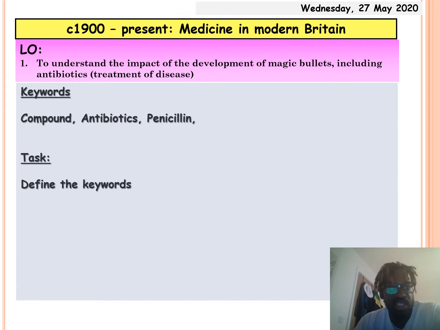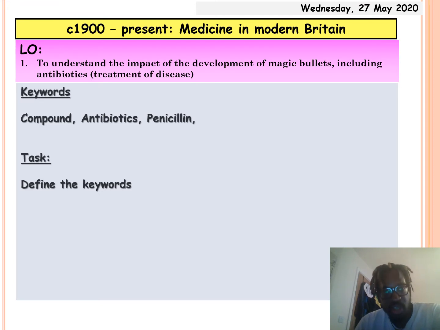So the whole point of this series of slides is all about how there was a development of new treatments in the 20th century. Think of the modern era that we're in now, and particularly the development of what we know as antibiotics, and the very first one being penicillin.